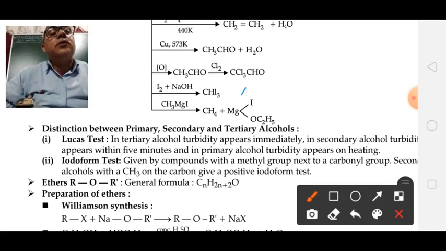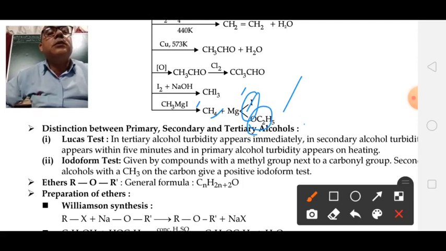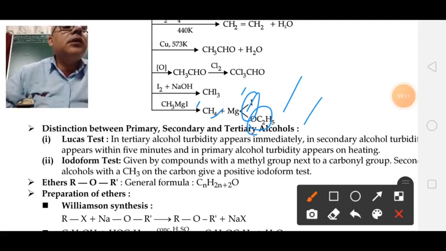Similarly, iodine and NaOH give iodoform. With magnesium iodide, it gives an alkane and magnesium ethoxyiodide. Now, distinguish between primary, secondary and tertiary alcohol.